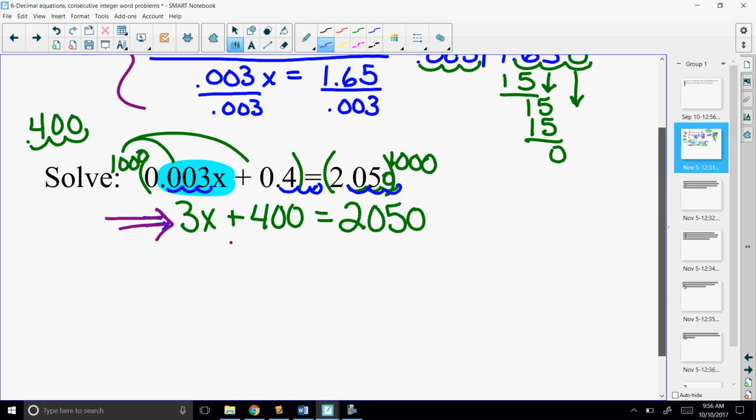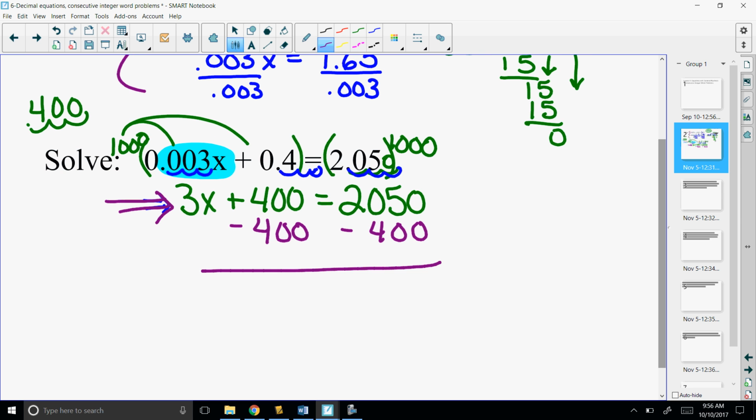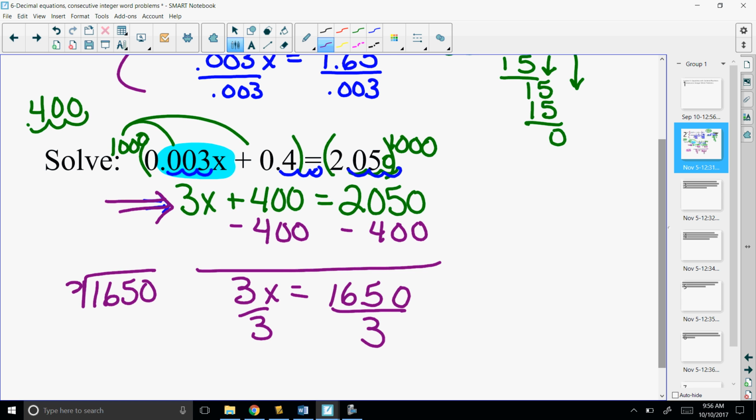To solve that, we subtract 400 from both sides of the equation. So 3x is equal to, if you subtract 400, you get 1,650. And then you go ahead and divide by your coefficient of x, which is 3. So you're going to take 1,650 and divide by 3. 3 goes into 16 5 times, which is 15. 1 left over, bring down the 5, 3 goes in 5 times, which is 15. 0 left over, bring down the 0, and you get back to that answer of 550.